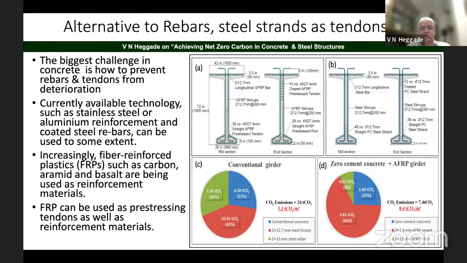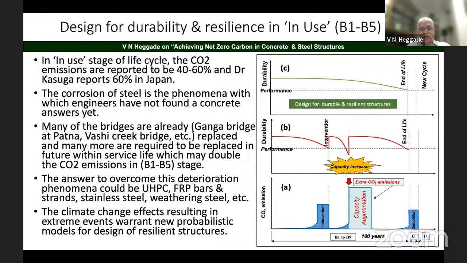Replacement of the rebars as well as the steel strands with the AFRP strands, I have already explained over there. And to reduce the carbon dioxide emission in the in-use state, that's the service state, I think we'll have to design for durable structures. Performance-based design, especially with carbon as well as steel, can be resorted to, and resilient structures.